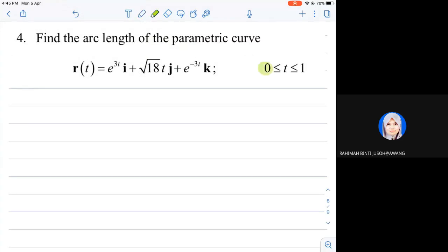Interval kita from 0 until 1. So, what you should do now is you need to find your R prime t. So, you have to differentiate your R. Okay. Exponent 3t. Where should we bring this 3 ni? Bawa ke mana? To the front. Kan? So 3 exponent 3t and then square root 18t, you differentiate dapat square root 18 lah because it's just a constant. And then we will have negative 3 exponent negative 3t, macam gitu.